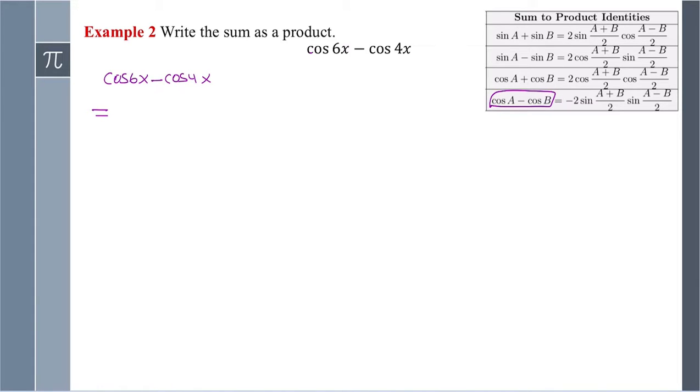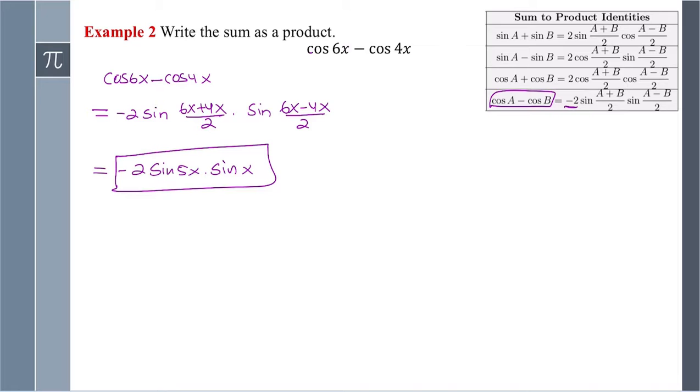So that equals negative 2 times sine of (A plus B over 2), meaning 6x plus 4x over 2, times sine of (A minus B over 2), meaning 6x minus 4x over 2. So it is negative 2 times sine of 6x plus 4x, which is 10x, over 2, which is 5x. So sine 5x times sine of 6x minus 4x, which is 2x, divided by 2 is just x. So sine x. So we wrote this sum as a product.